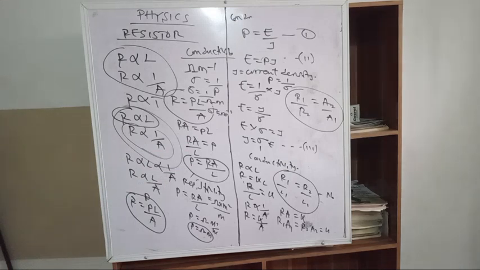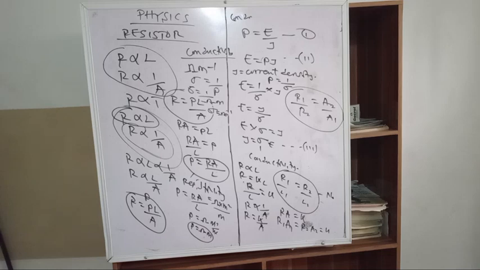Then lastly, let me talk about the effect of temperature on substances. We have the effect of temperature on metallic conductor: resistance increases as the temperature increases. Then the effect of temperature on insulator is that when temperature increases, resistance decreases. Then on semiconductor, when temperature increases, resistance decreases.